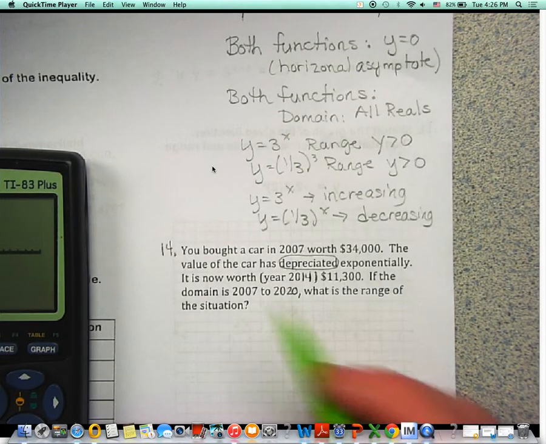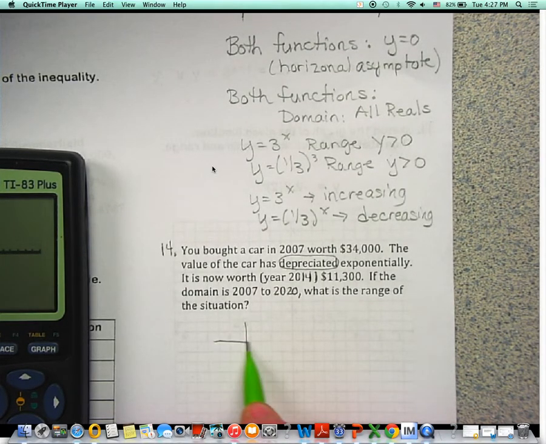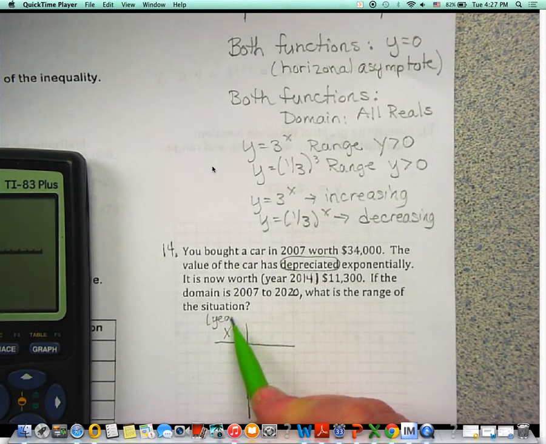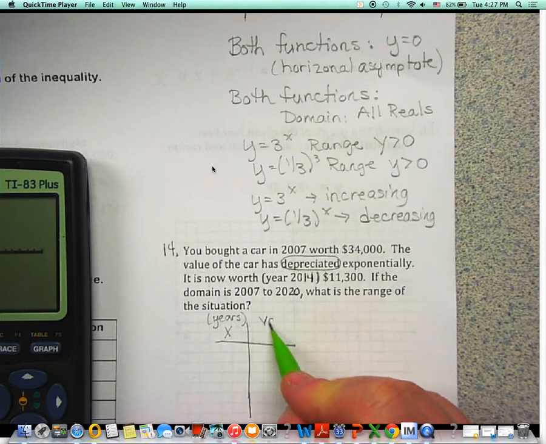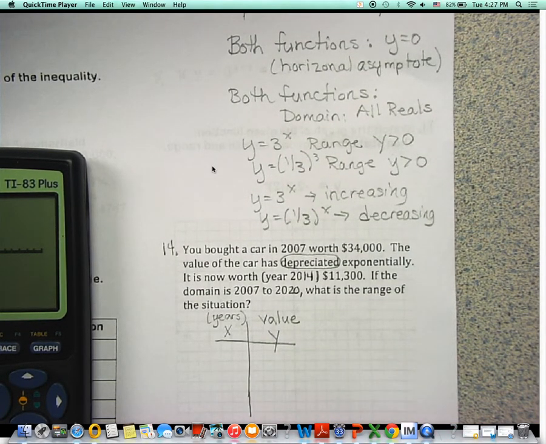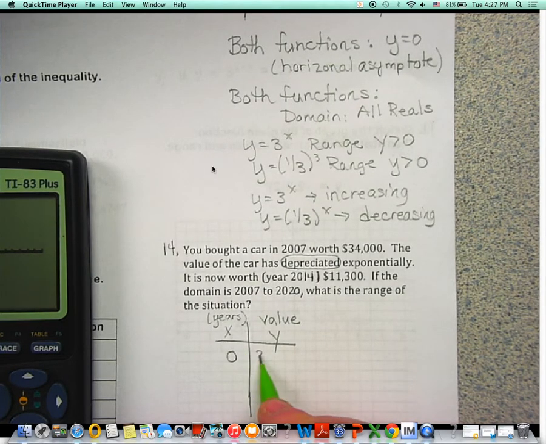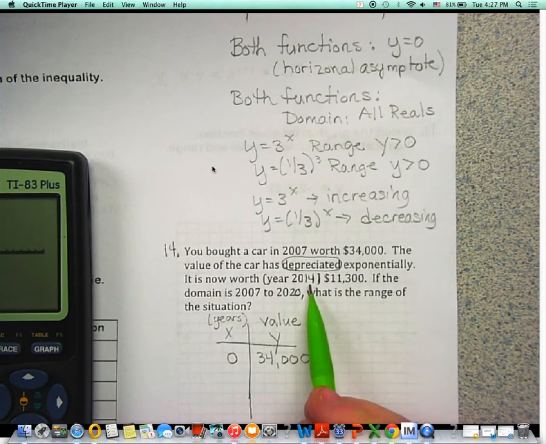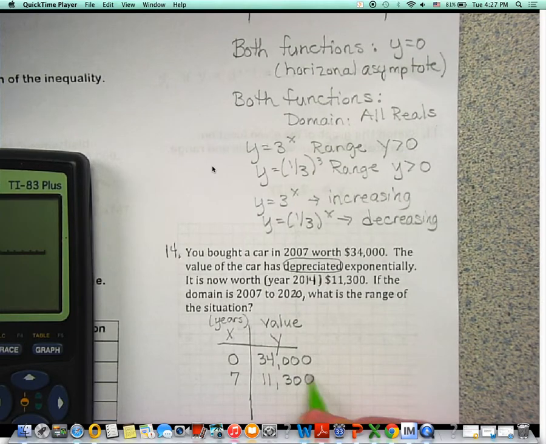Okay, what we're going to do is make a table to help us out with this. We've got number of years. We're going to have x for years, and this will be value in dollars, and that will be y. Okay, so in 2007, we're going to call that year 0. The car was worth $34,000. And then in 2014, that would be 7 years later. So that's year 7. The car is worth $11,300.